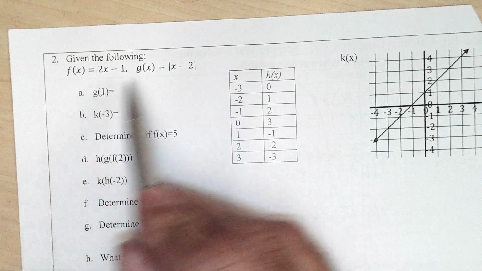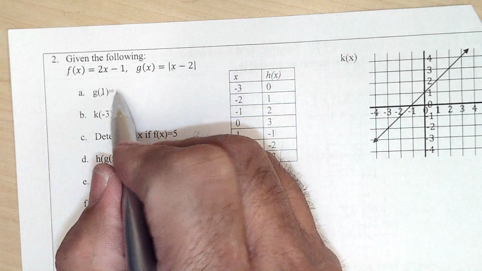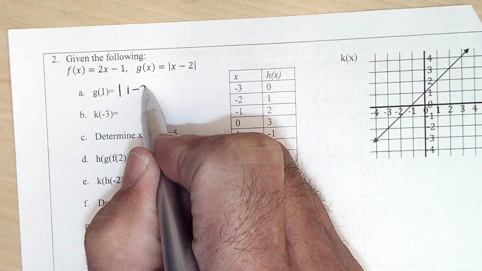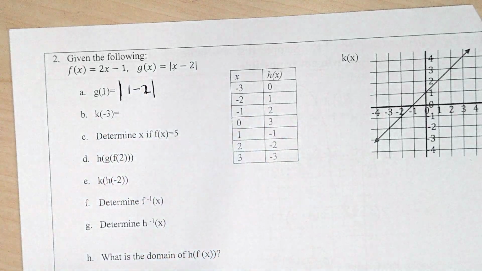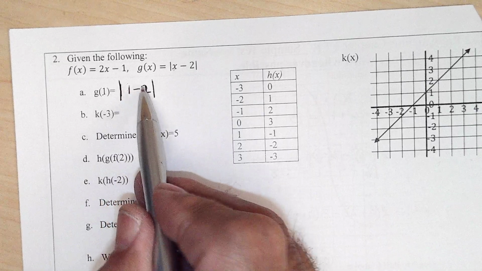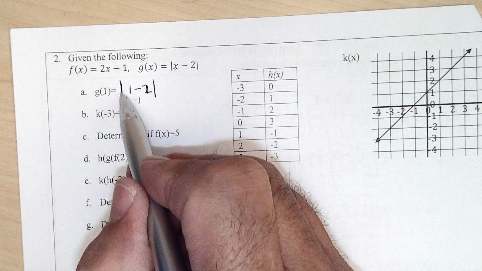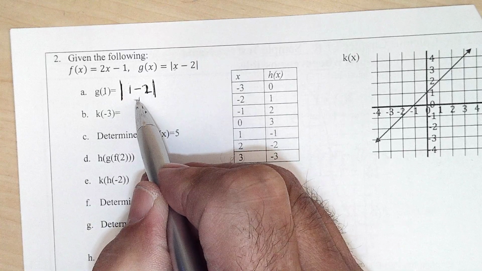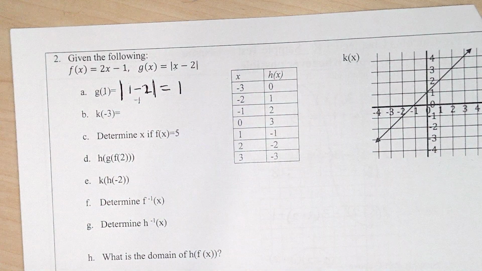Supposed to put 1 into g, in the x's of g. So we get the absolute value of 1 minus 1 and 1 minus 2. And some of you don't know how absolute value works. You have to figure out what the number is inside. So 1 minus 2 is negative 1. Then the absolute value says, how far is that number from 0? Minus 1 is 1 away from 0.